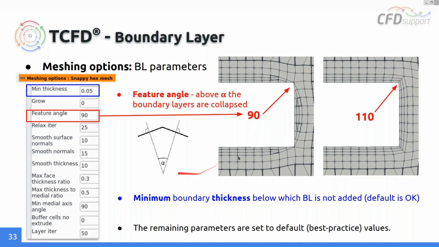Minimum thickness is also important. It is obvious that if the boundary layer which Snappy would like to add is less than this value, then it collapses the boundary layer altogether. The remaining parameters are set to default best practice values. You can play with them, but it's really experimental, and for some particular application it may increase the quality of the boundary layer, but for another one it may be much worse than the default values. So it's pretty experimental.